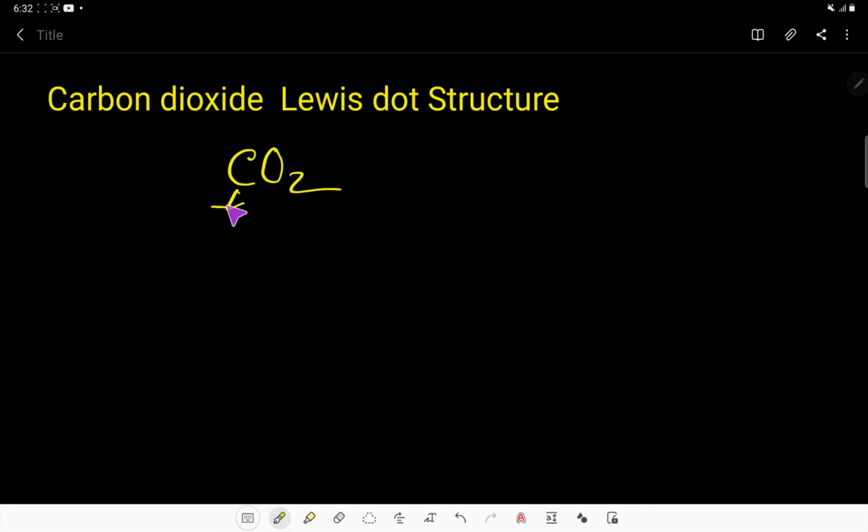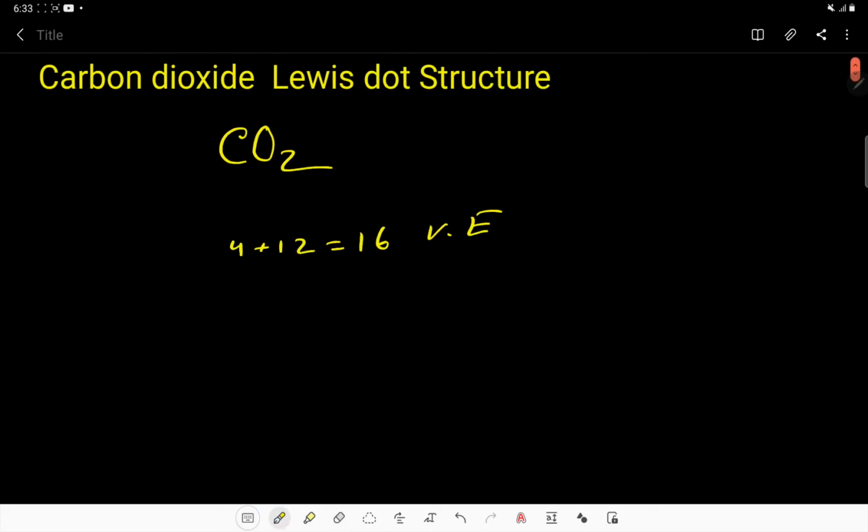You know that the valence electron of carbon is 4 and the valence electron of oxygen is 6, but here you have two oxygen atoms. So in the carbon dioxide molecule you have a total of 16 valence electrons, right? 16 valence electrons. Now tell me, what is the task of these 16 valence electrons?